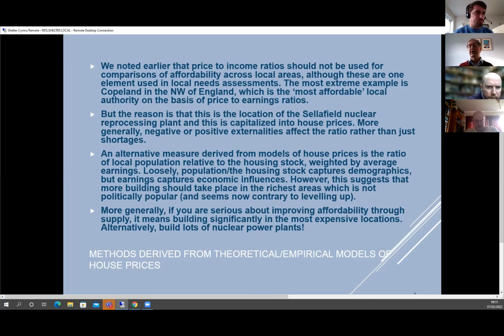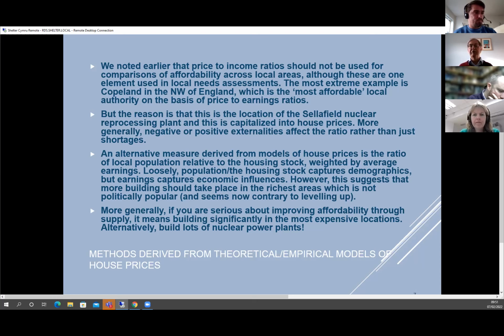To show you a little more, I need to go back a little from what I've mentioned before. I mentioned that price to earnings ratios have problems not just for comparisons over time, but also for comparisons between areas at a given point in time. This is particularly a problem because, as I mentioned, this ratio is used in local housing needs assessments in England.